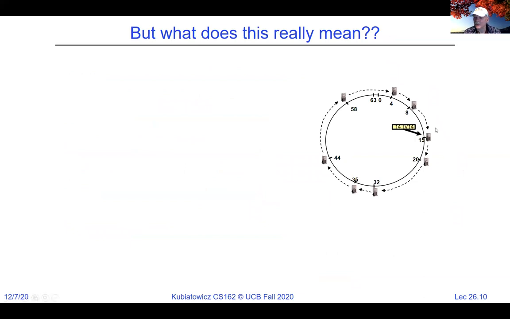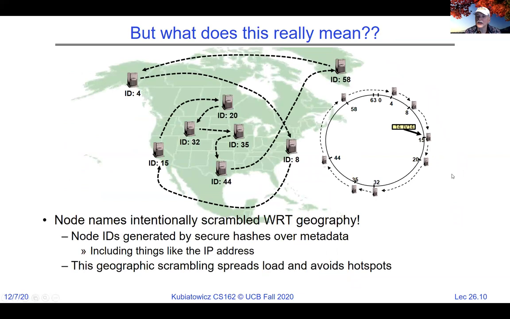Now, what does this really mean? Okay, so here's this ring, and here's, you know, key 14 stored on node 15, let's say. What it really means is something more like this, right? So these nodes, since we're doing hashes over their IP addresses and some metadata, could be anywhere in the world, and then we're connecting them together based on their hash names. So 4 talks to 8, 8 talks to 15, and so on. So that, for instance, key 14 happens to be stored here on the East Coast.